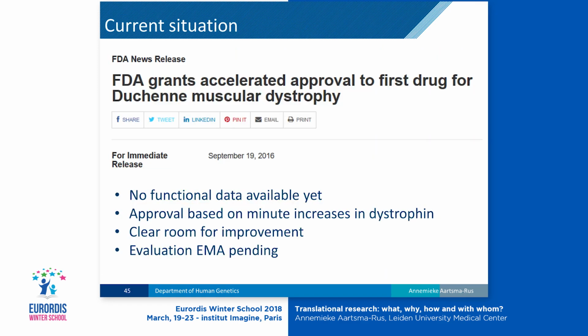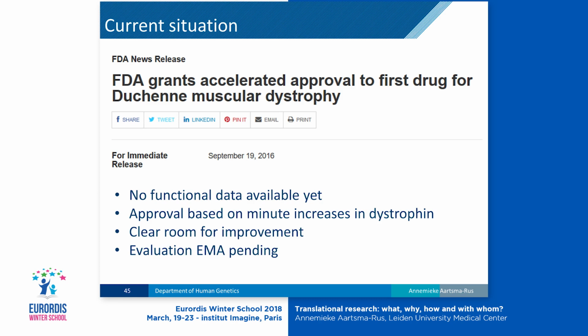I know there's not a lot of time for discussion, but maybe during lunch or during coffee breaks. We have another company in the US that has developed a similar drug to what we have developed. It has a lot fewer side effects, but it's not that effective. But they pushed the FDA really to the brink, and in the end, the FDA caved and approved this, not based on any functional test, but based on increases in dystrophin.